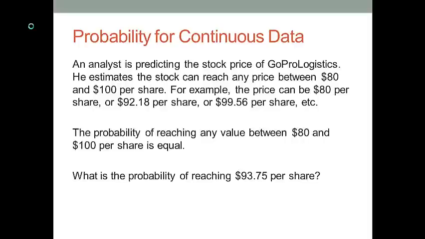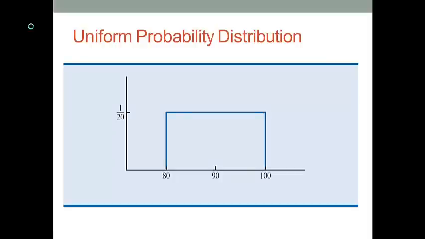In this example, the analyst also has a very important assumption. He assumed that the probability of reaching any value between $80 and $100 per share is equal. Now he wants to find out what is the probability of reaching $93.75 per share tomorrow. Before we answer this question, let's draw the probability distribution chart for this example first. We just said that the value of total probabilities in a probability distribution chart should be 100%. In other words, it should be the value of 1.